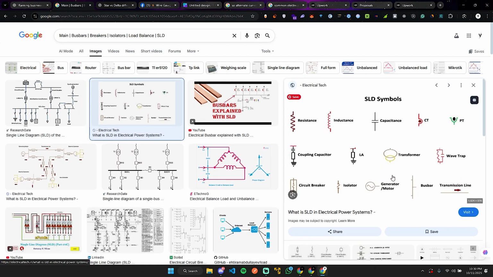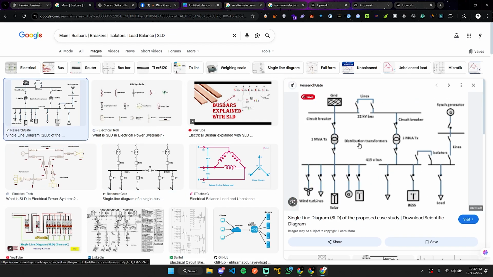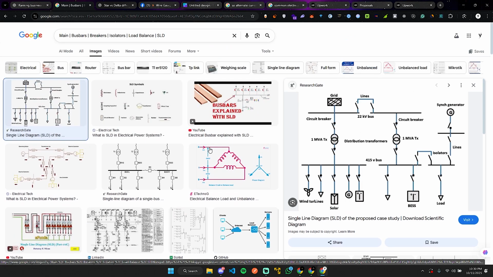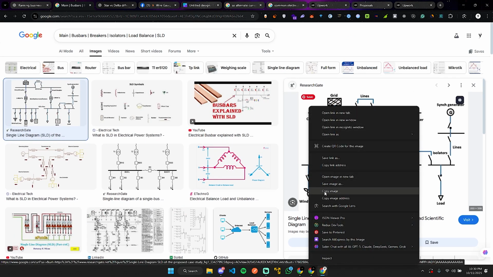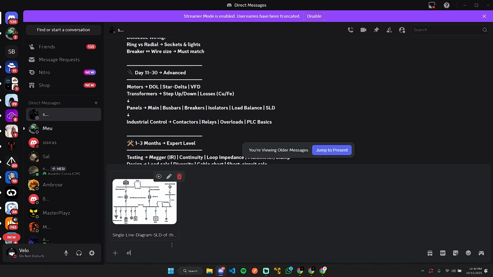So the SLD has these symbols. The resistance, gotta get familiar with these symbols. This feels like I'm studying day trading back in 2024, like studying all these symbols. I'll learn this in like 2 weeks max.